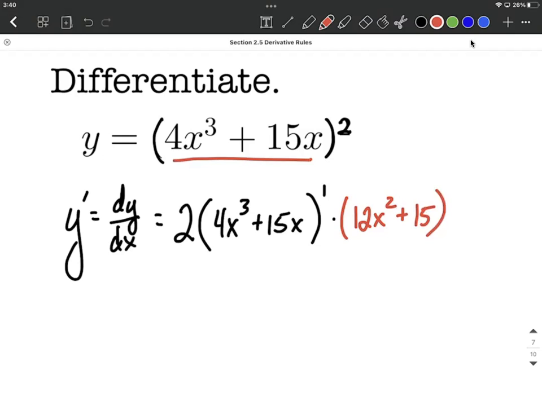Hope that helps out as you're working on the chain rule. Just identify what the inner function is and the outer function, and you should be okay. It takes a little practice, but you'll get there.